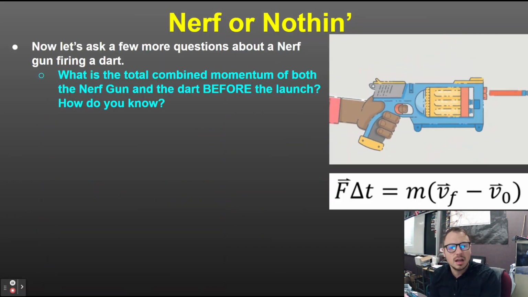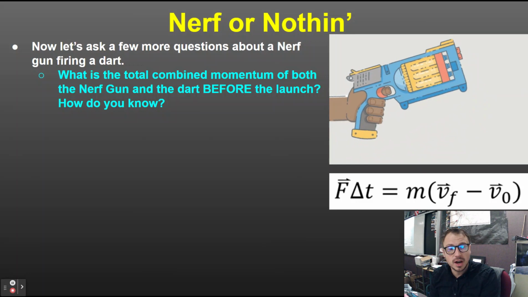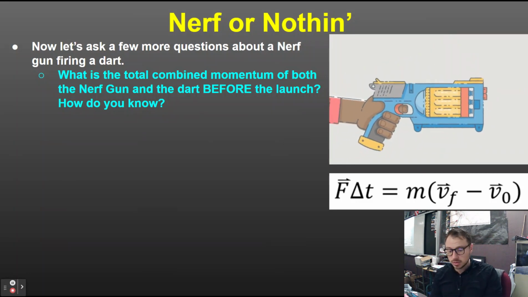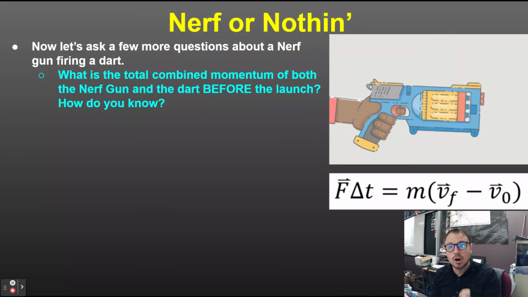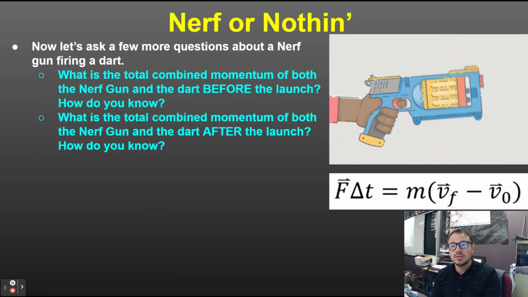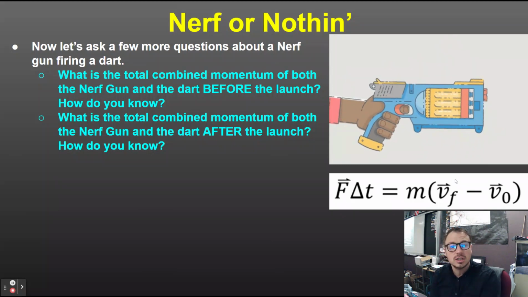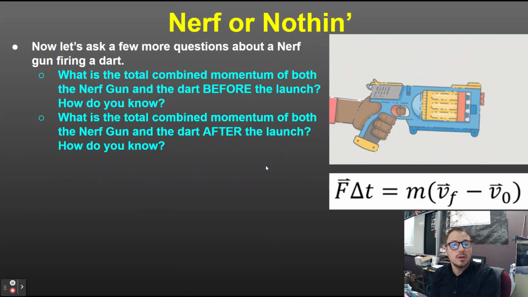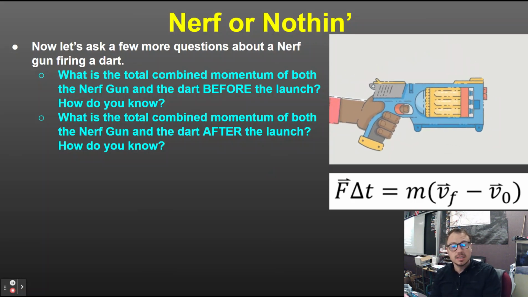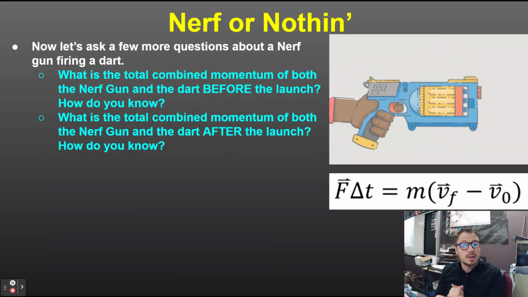So let's ask these other ones. What is the total combined momentum of both the Nerf gun and the dart before the dart is fired? It's going to be zero because if you'll notice, both the Nerf gun and the Nerf dart are not moving. What is the total combined momentum of both the Nerf gun and the dart after the launch? How do you know? Well, the momentum after the launch is going to be zero as well because I cannot create or destroy momentum. Whatever momentum I start out with, I have to have the same amount.